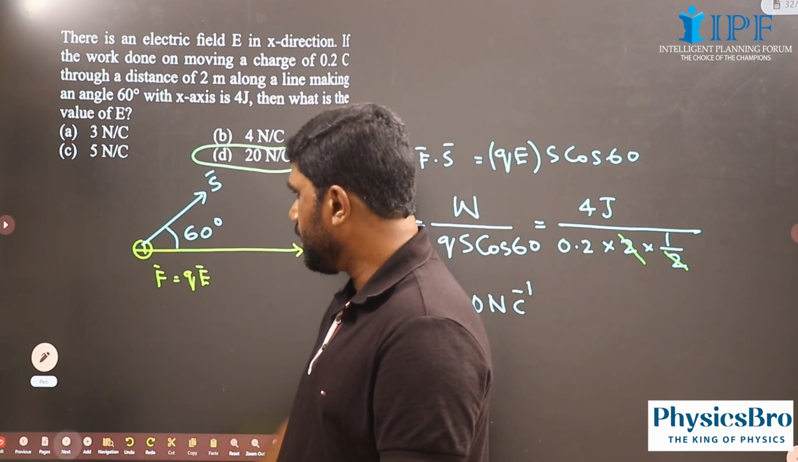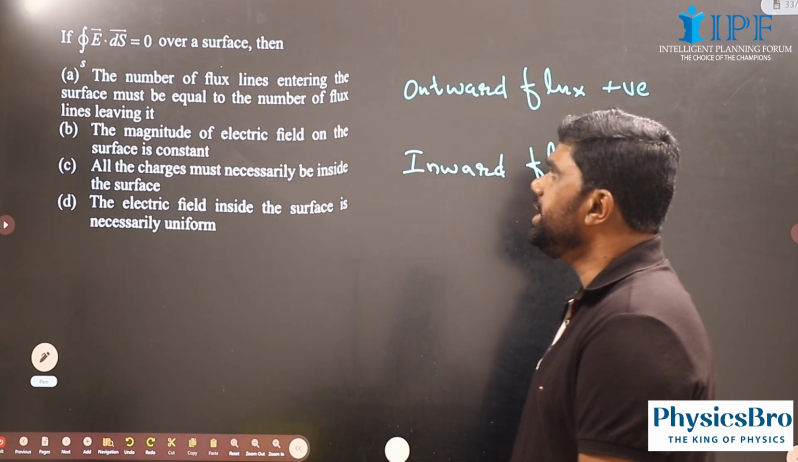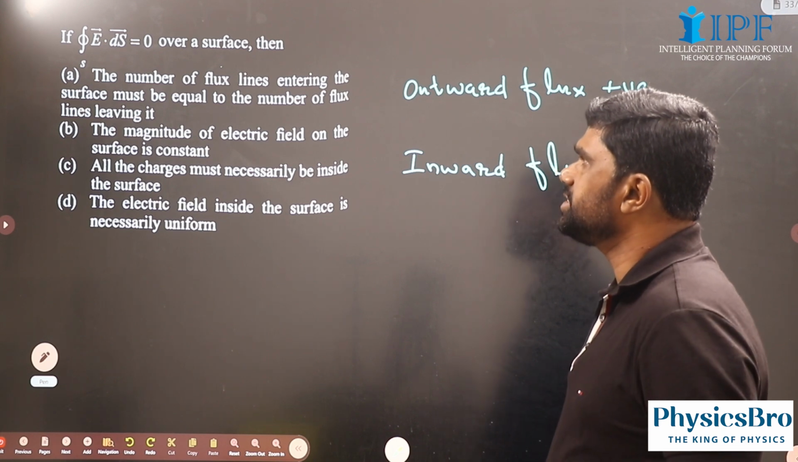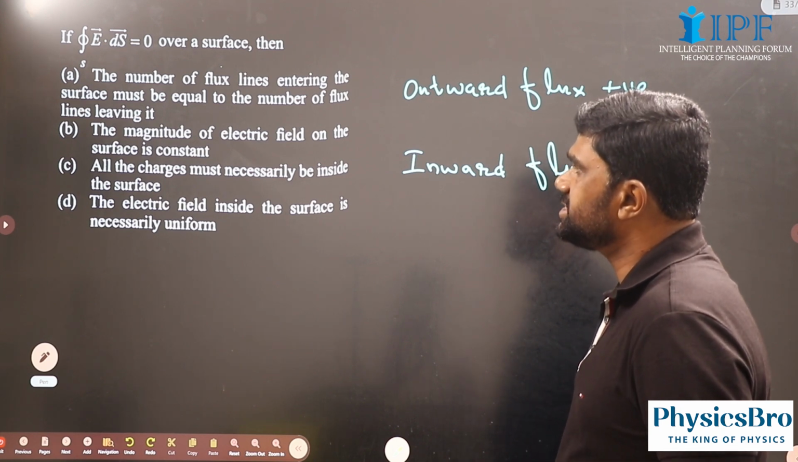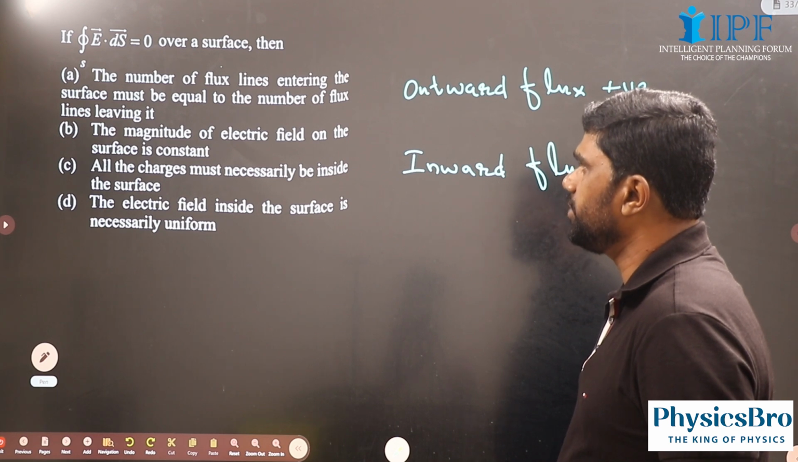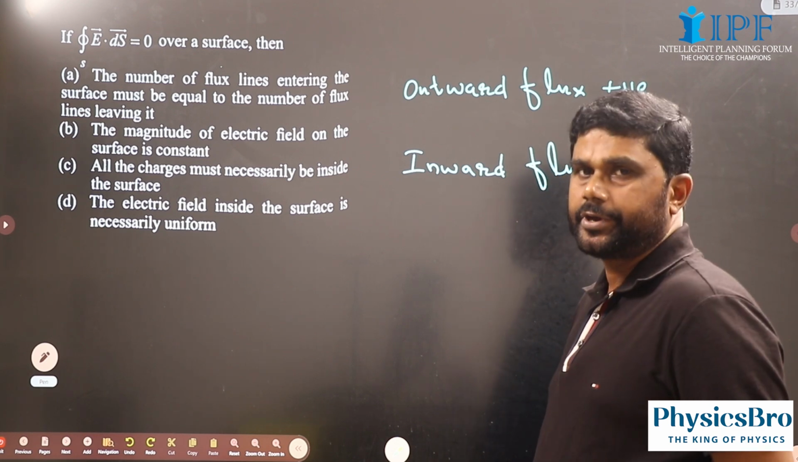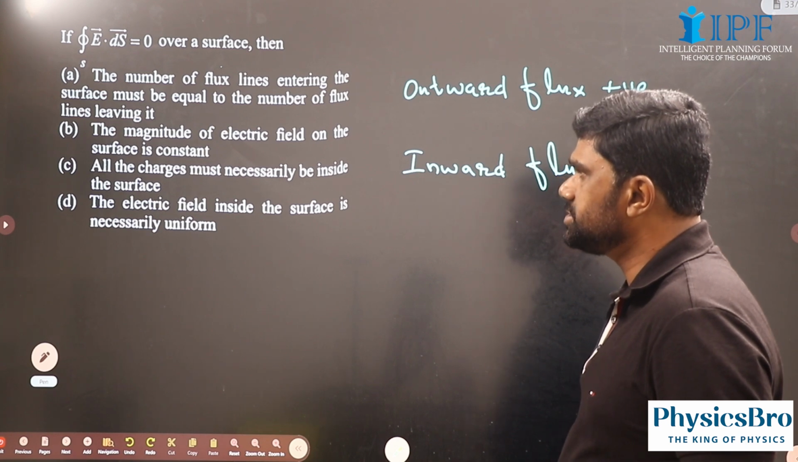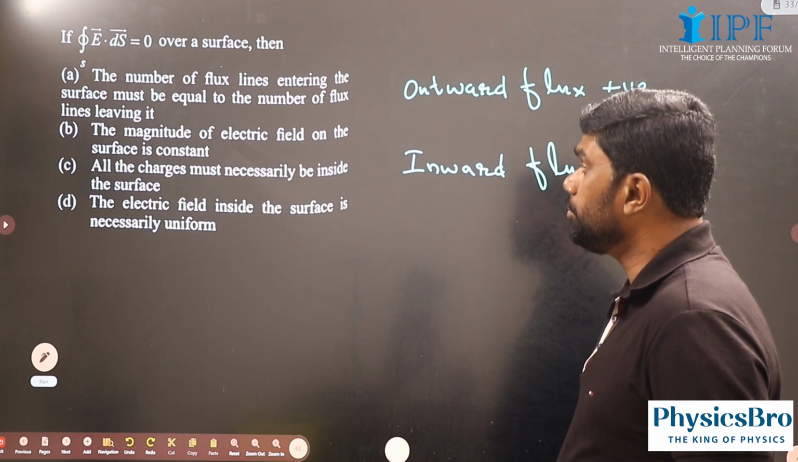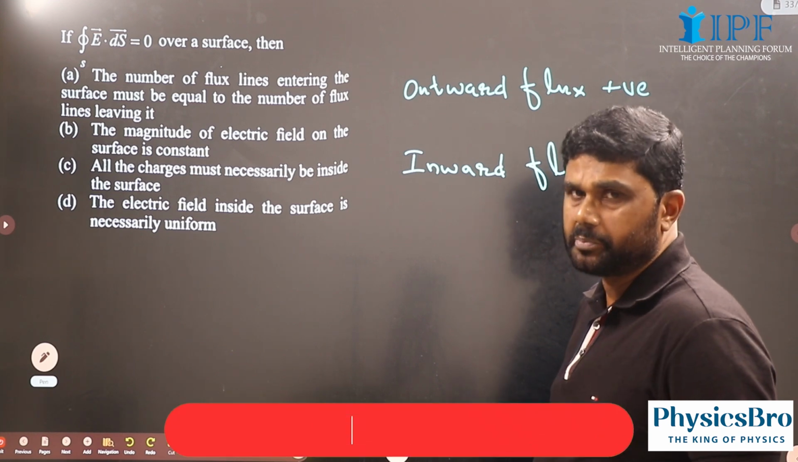Now we have another. See, if E dot dS equals 0 over a surface, then the number of flux lines entering the surface must be equal to the number of flux lines leaving it. That is true. The magnitude of electric field on the surface is constant, that need not be.